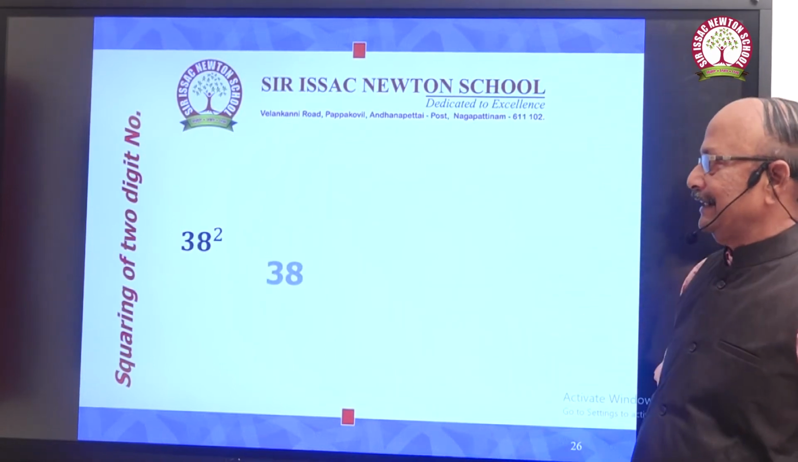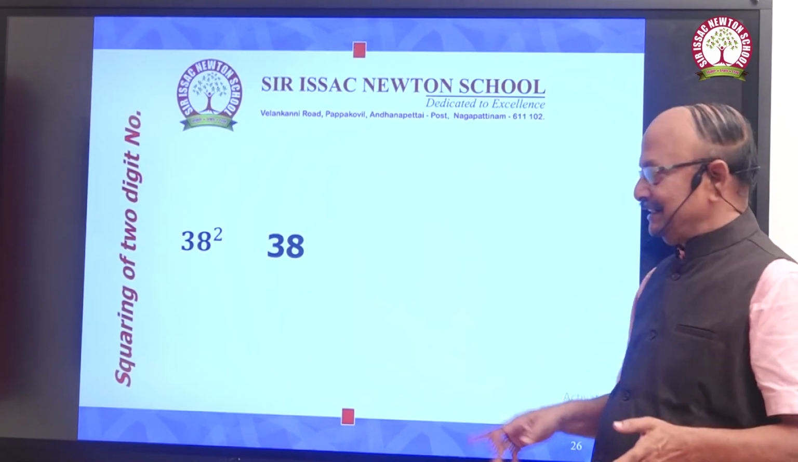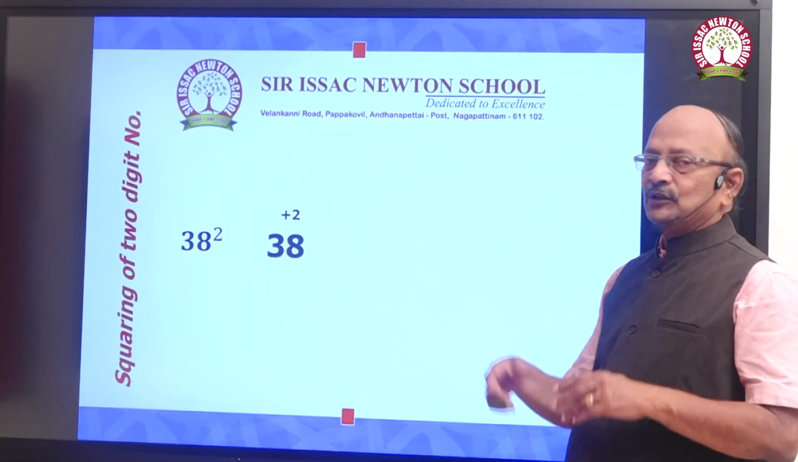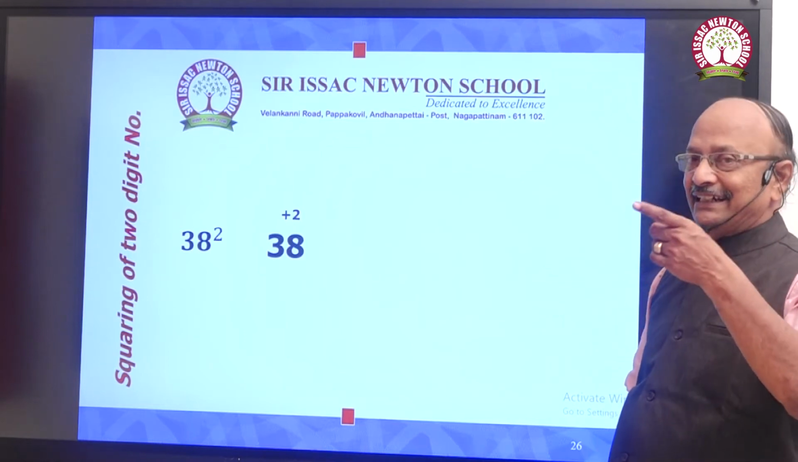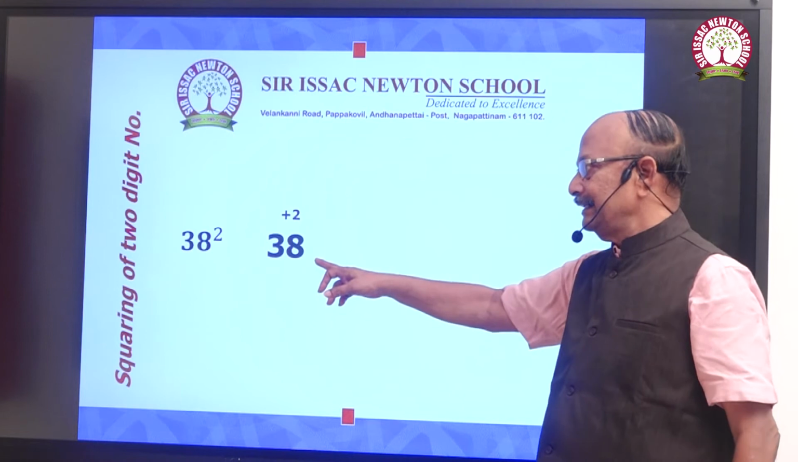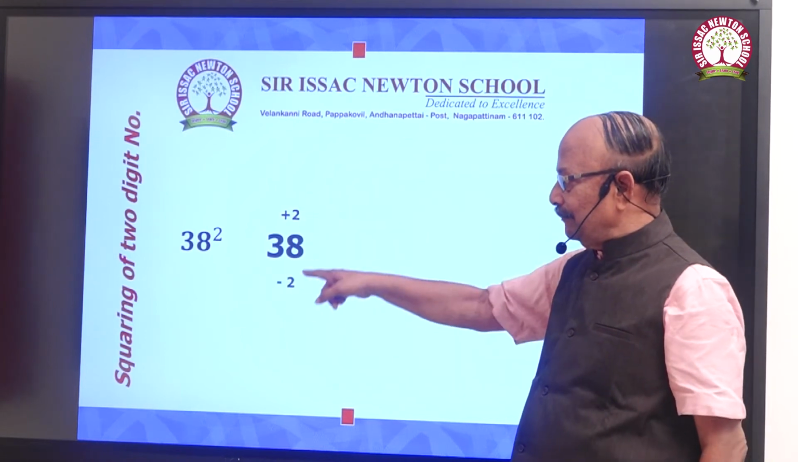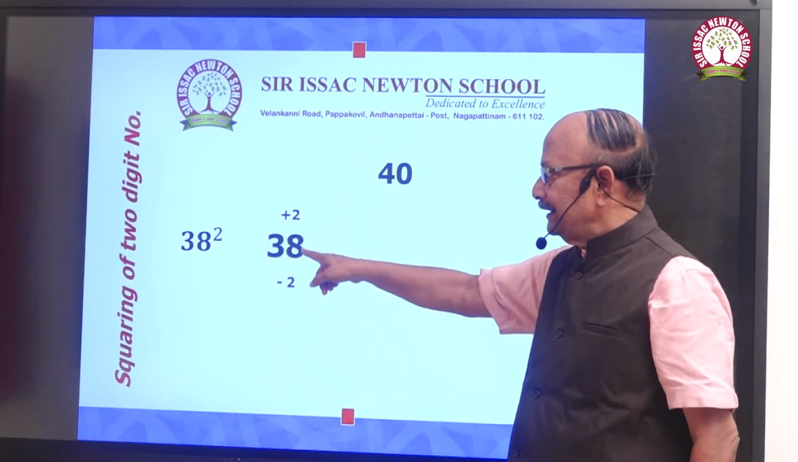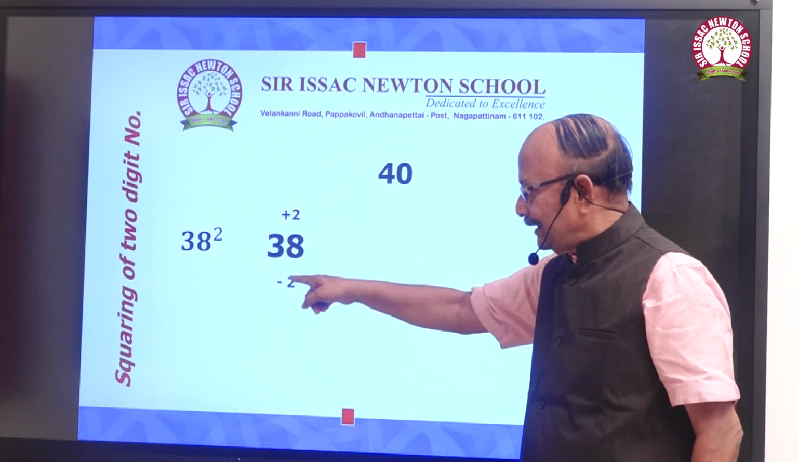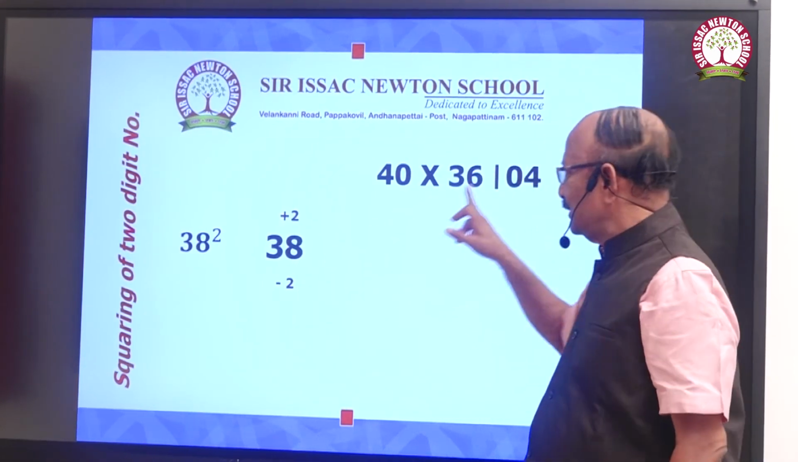Now let us see 38. 38 whole square we are going to solve by the base method. So I am going to consider 40 as my base, that means 4 times the 10 as base. Then 38 to reach 40 should be plus 2, then I have to put minus 2 underneath 38. That means 38 plus 2 is 40, and 38 minus 2 will be 36. Then the square of 2 will be 04.